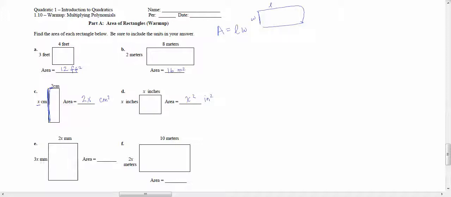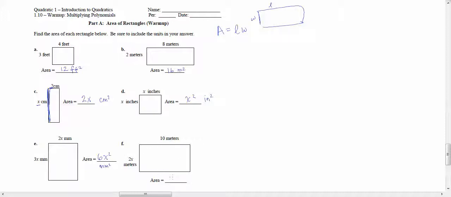Over here, I've got 2x times 3x, so that would be 6x squared, because the 2 times the 3 is 6, and the x times x is x squared. And then my units for that would be millimeters squared.